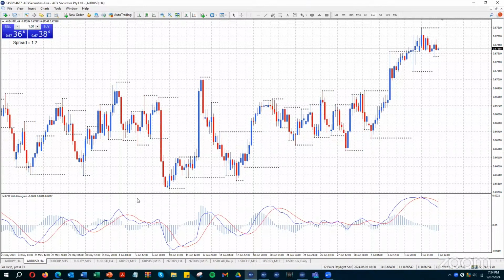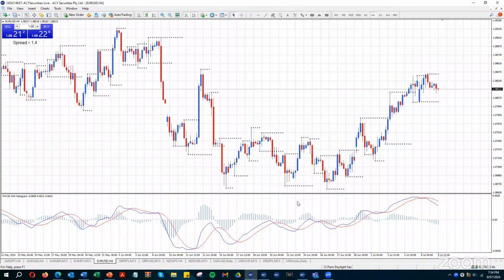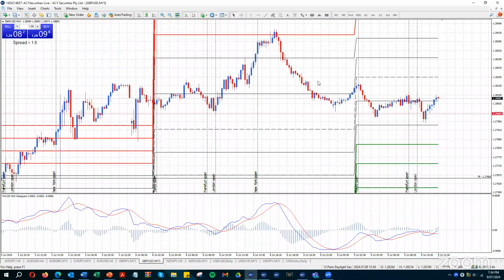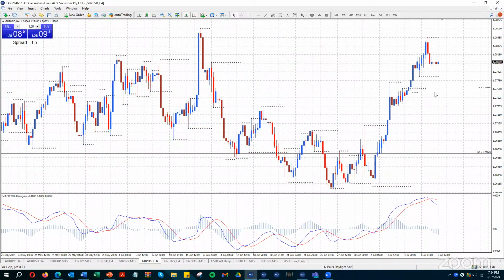So some of these pairs which are very high up, like the euro dollar 4-hour chart, we've crossed down. So we've got maybe a short-term intra-week top coming in at the moment. And pound dollar 4-hour chart, that's also crossed. So the momentum is just waning a little bit at the highs at the moment.